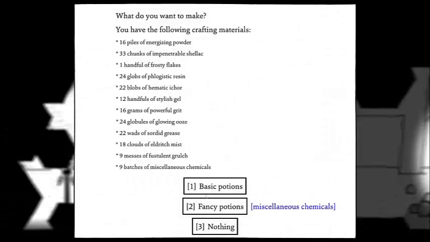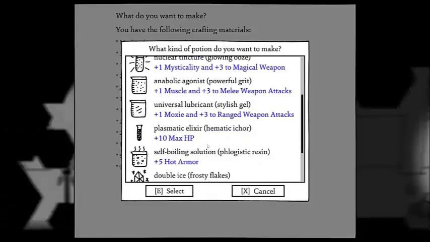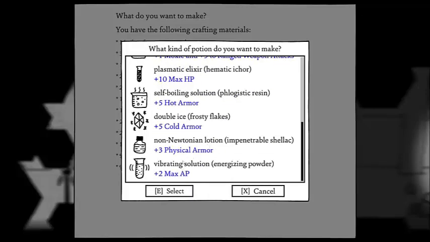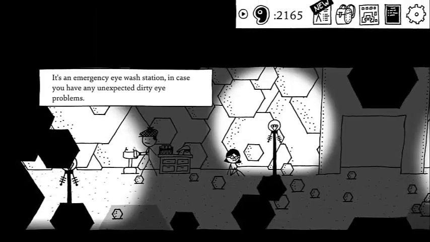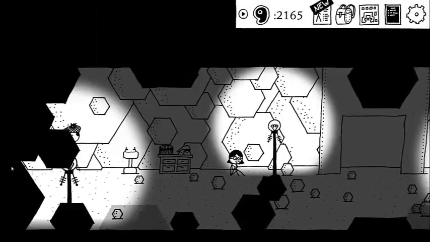Is there anything I want to make, potion-wise? Whoa. I can get plus 2 AP from food and from potion. That's not that bad at all. Emergency eye wash station.